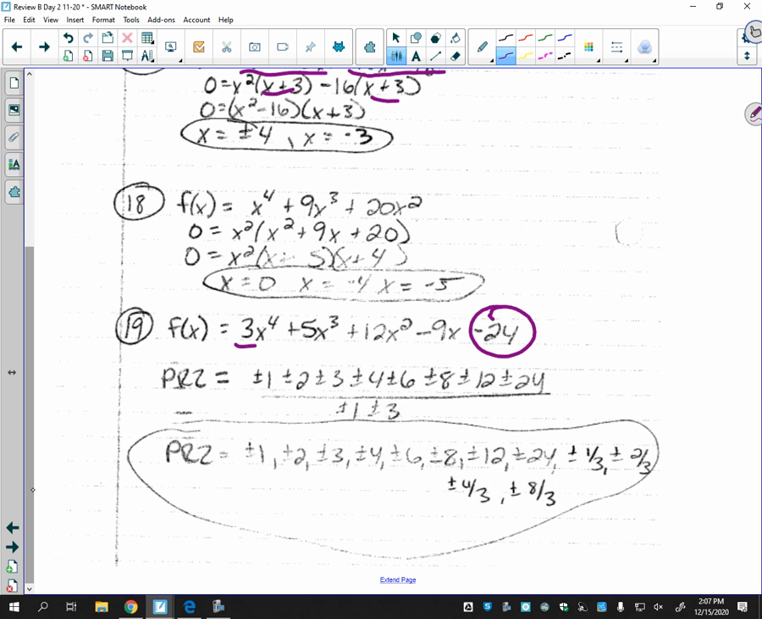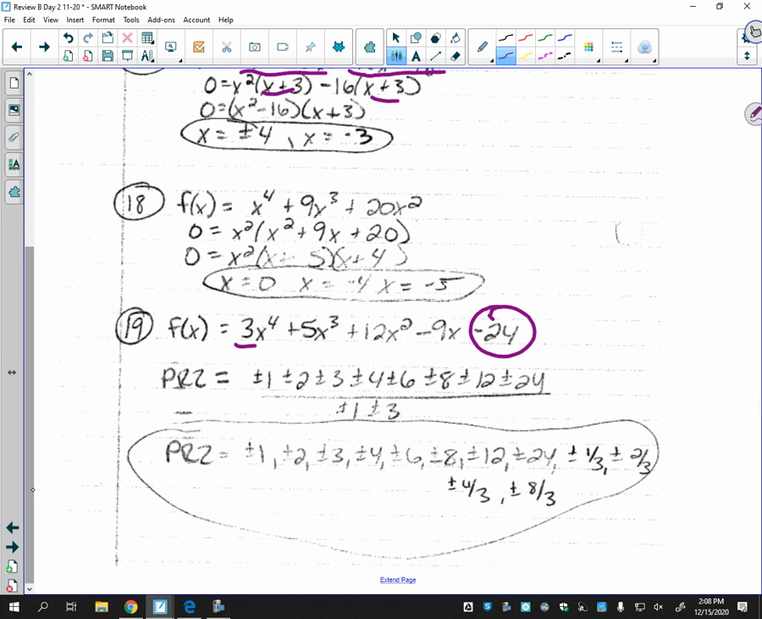And on this one, it says list them. So I need you to list all the possibilities. So all of them include all the whole numbers up through 24. But then you have to put everything over 3. So 1 over 3 is 1/3. 2 over 3. 3 over 3 is 1, so you don't have to list it. But 4 over 3 and 8 over 3 are the other ones that are listed. And that's it. That's the answer to 19, is just listing them out.